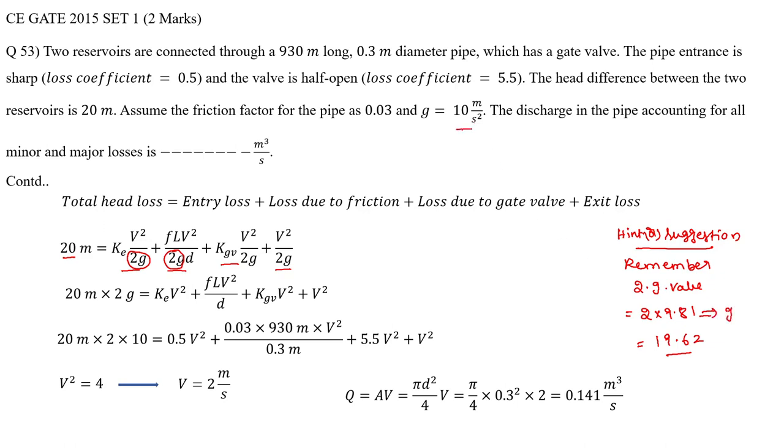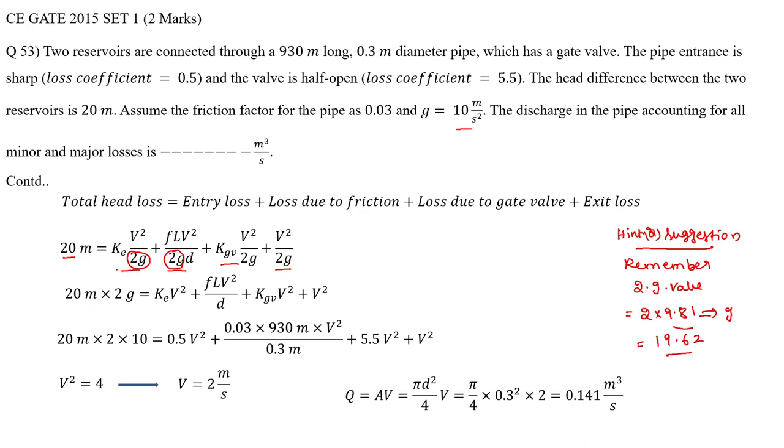In some questions they will say that g is 10, then it is very simple for you. But in most cases g is given as 9.81, and if they don't give it, you can assume 9.81 only. In that case, remembering this 19.62 will be an advantage for you.